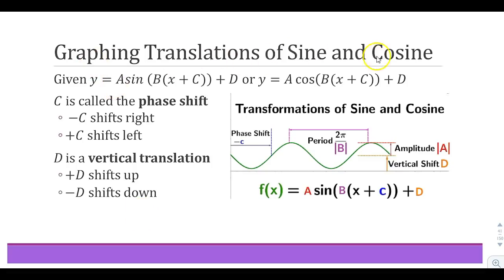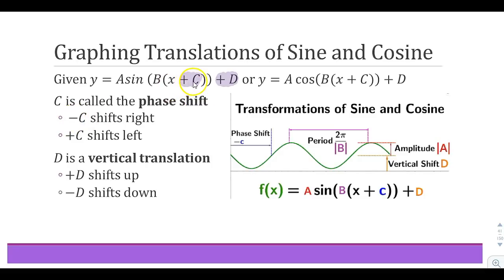Graphing translations of sine and cosine. So let's say we're given y equals a times sine or cosine of b times the quantity x plus c, plus d on the outside. Now what's new, what's different about this is this value of plus c or plus d, and they each do different things. So the value that's added to x, that c is called the phase shift.